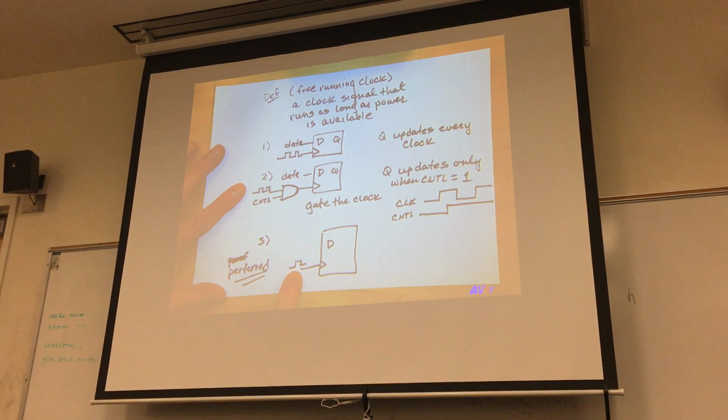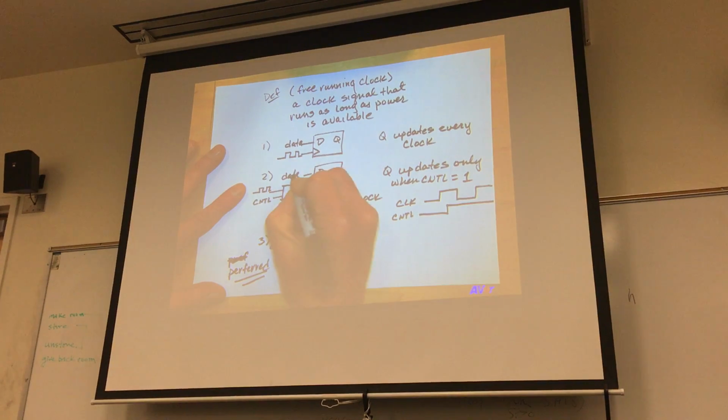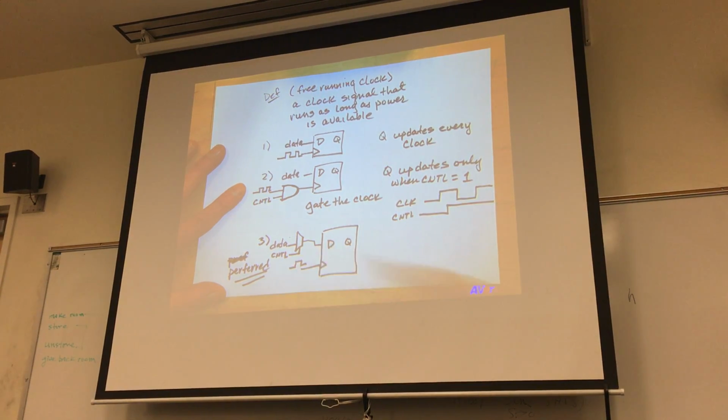Go ahead and hook your free running clock up to the clock input. But I'm gonna have a multiplexer here that drives the D input. One input will have data, the same as this. The select line is what CNTL will have. But I'm gonna take the Q output and feed it around to the other multiplexer input.